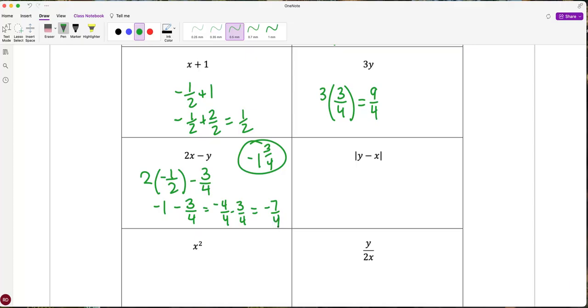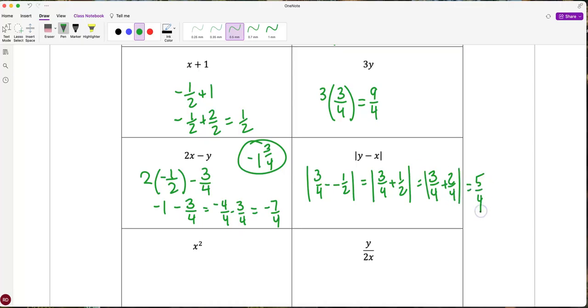Absolute value of y minus x, so that's going to be 3/4 minus negative 1/2. So this is 3/4 plus 1/2. This is 3/4 plus 2/4. This is 5/4. X squared is negative 1/2 squared, which is negative 1/2 times negative 1/2, which is 1/4.